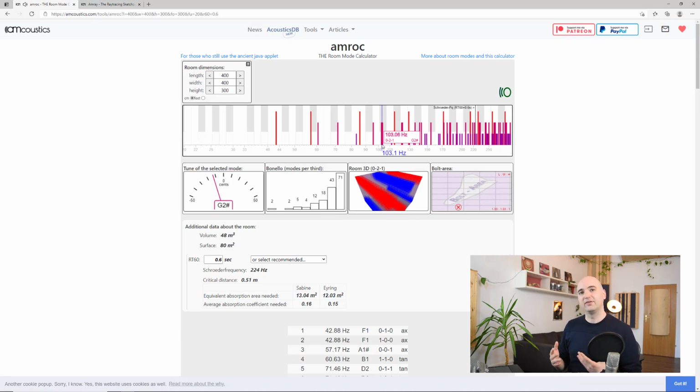The only way to get out of this is to move your listening position out of the middle of the room. And if you go through the bass hunter technique that I teach in order to find your listening position, you'll realize this as well.